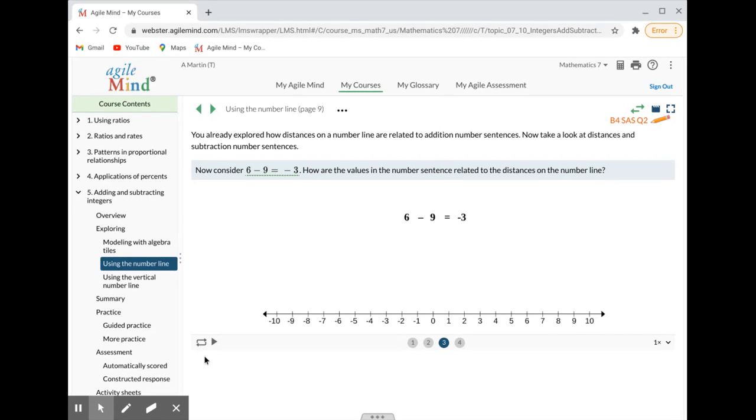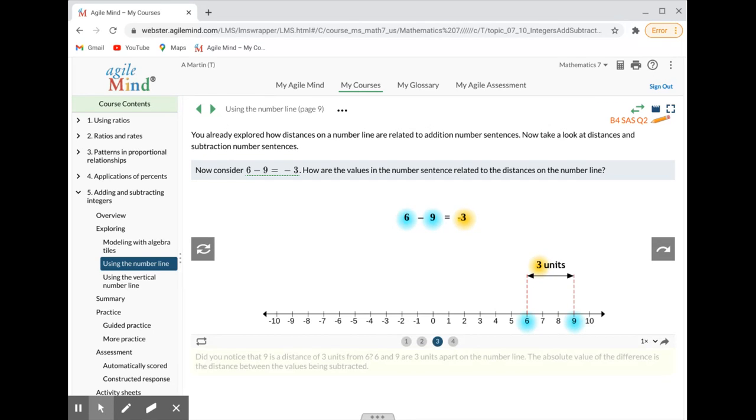All right, so looking at this, we got 6 minus 9 equals negative 3. And how are the values in the number sentence related to the distances on the number line? So looking at this, Angel V, what is the distance between 6 and 9 on this number line? How many units is that? Who can help her out? It's 4. 4 units? Let's count it. Let's look. 1, 2, how many? 3. 3 units. Good. So there are 3 units from 6 to 9.